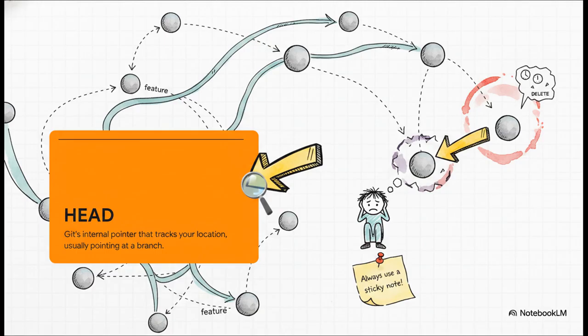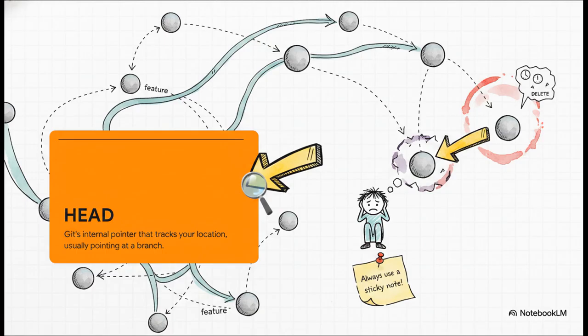Usually, head points to a branch, say your current feature branch, which then points down to a commit. But what happens if you check out a specific commit hash directly instead of a branch name? You enter what's known as a detached head state. I know, it sounds like something from a horror movie, but it just means head is pointing directly at a commit floating out in space, without a branch in between.